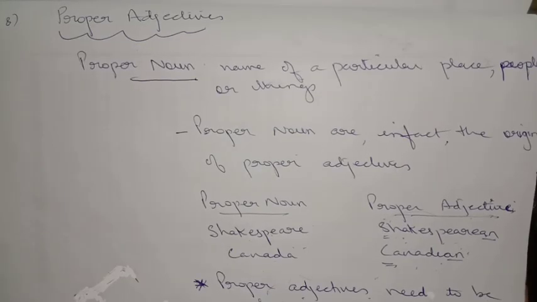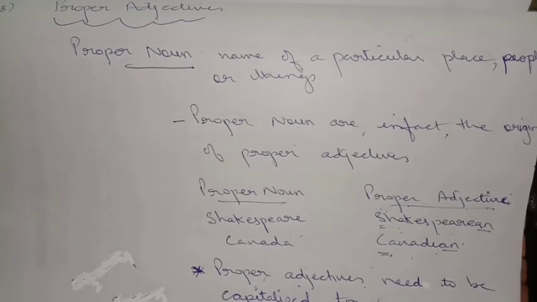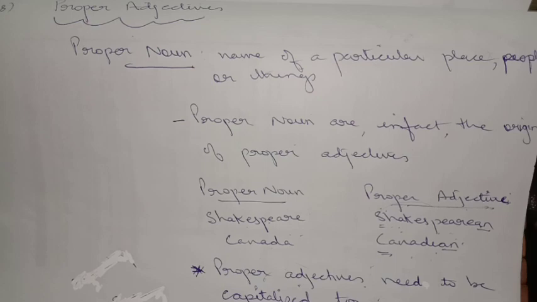Now, proper adjectives. These proper adjectives are formed from proper nouns only. The proper nouns are in fact the origin of the proper adjectives, and you should capitalize them when you're writing them. Suppose you're writing a proper noun which is Canada, now when you're making it into a proper adjective, it will become Canadian. India, Indian, right? So these proper adjectives have their origin in the proper noun itself.